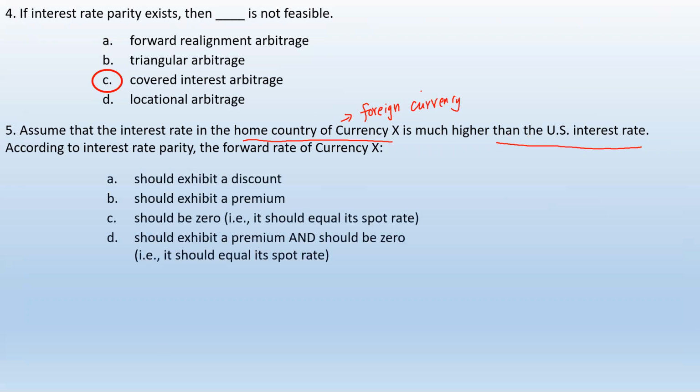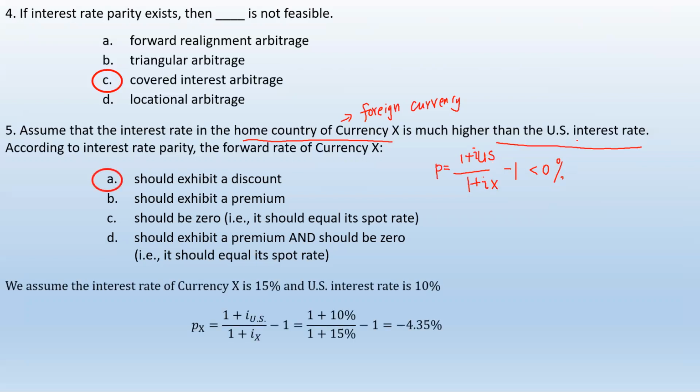And it's higher than, so the P, which is the forward premium or discount, equals 1 plus the interest rate of US divided by 1 plus the interest rate of X, minus 1. So when IX is much higher than IH, this will be negative, so it exhibits a discount. I give you some data to show that.